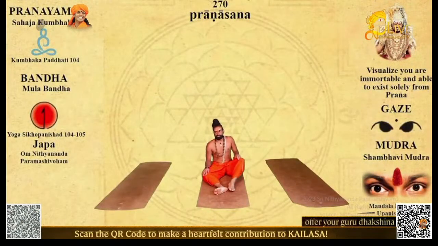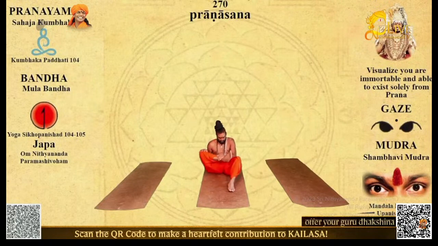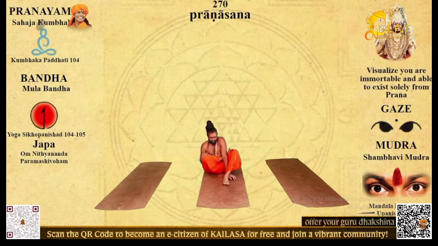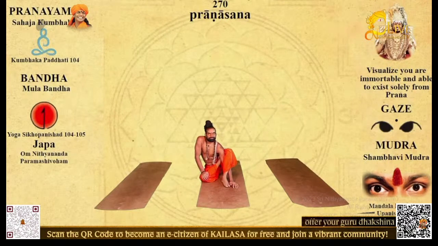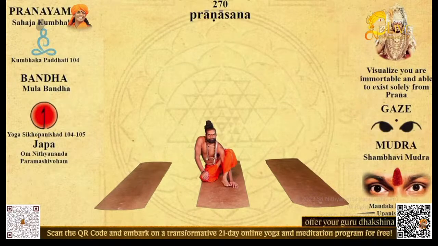We move on to Pranasana. As you place the right foot on the left thigh, bring the left foot flat on the ground and bring the left shoulder underneath the left knee as you push the right knee down. Gaze to your third eye and visualize you're immortal, able to exist solely from prana.